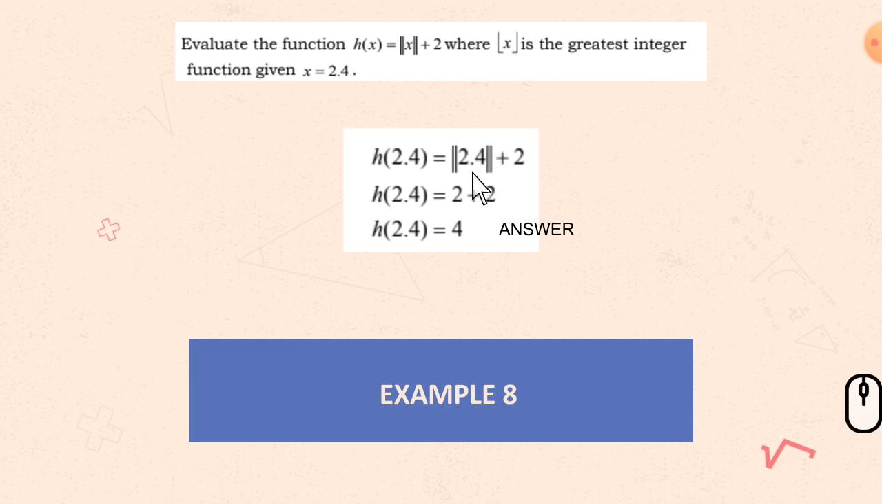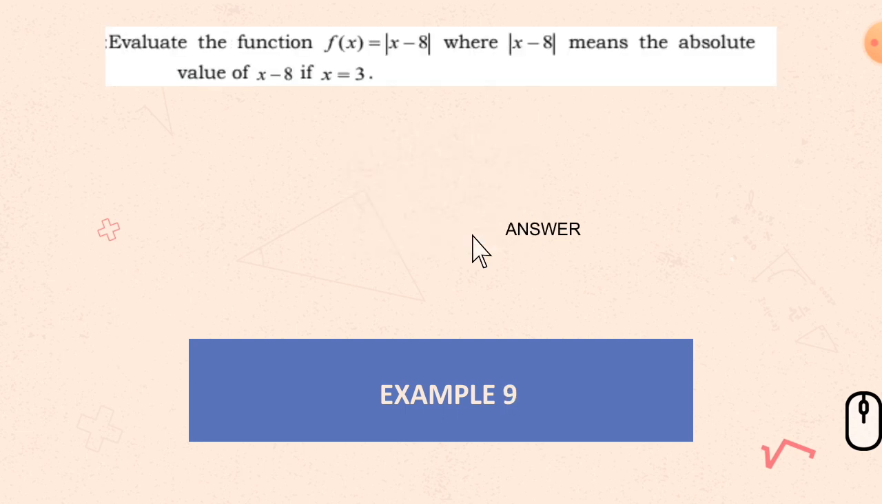So ayan. So yung 2.4 natin, kung napapansin natin, ayan, sinubstitute natin sa value ng x. And then sabi natin kapag greatest integer, ira-round natin si 2.4. Since yung 4 natin doon is mababa, so magiging 2 na lang siya. So 2 plus 2 is 4. Therefore, the answer is h of 2.4 is equal to 4. So yan yung final answer.